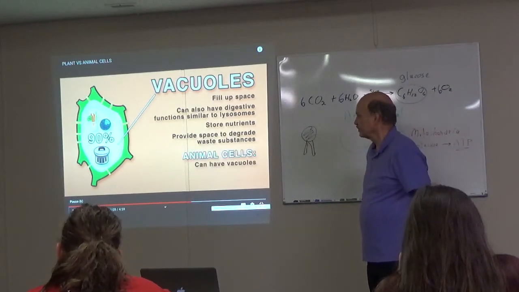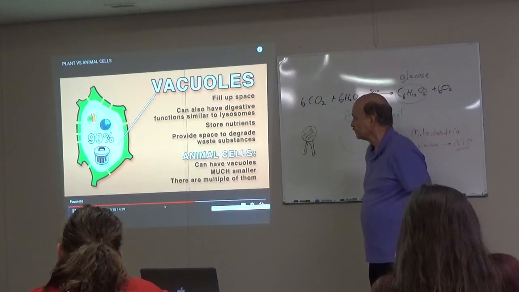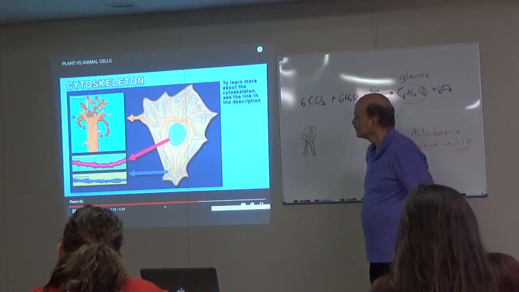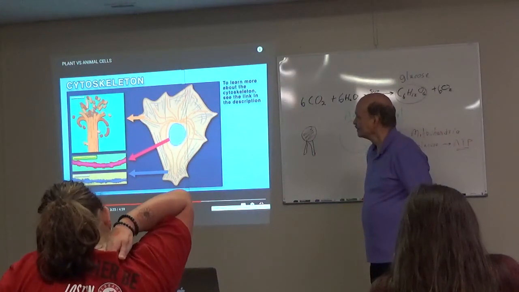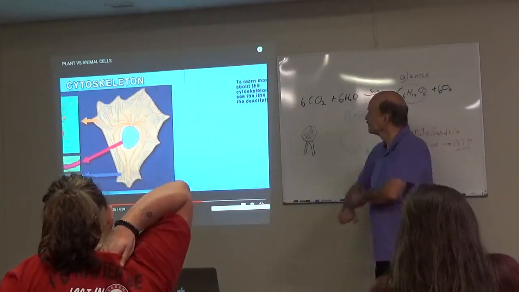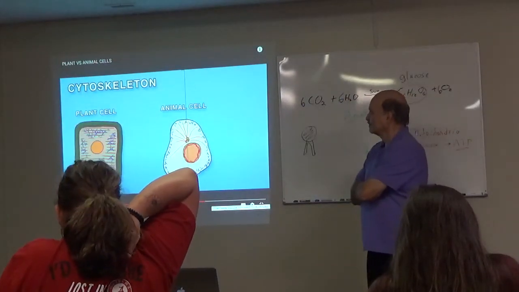Animal cells can also have vacuoles, but they are much smaller than the large central vacuole in plant cells. There are multiple of them, and they don't take up 90% of the space. Plant and animal cells both also have cytoskeletons, which feature microtubules, intermediate filaments, and microfilaments. However, these structures are arranged differently in plant and animal cells.